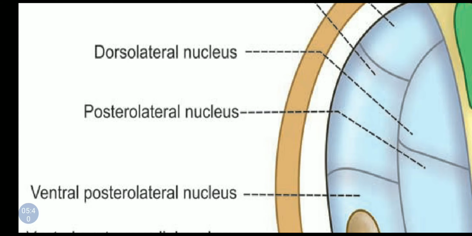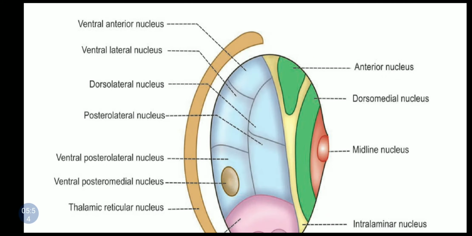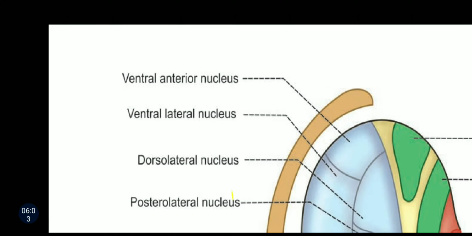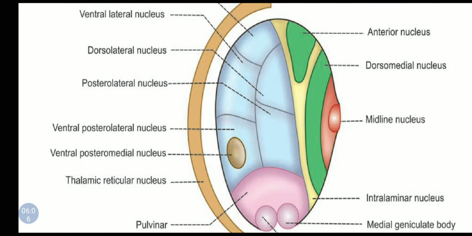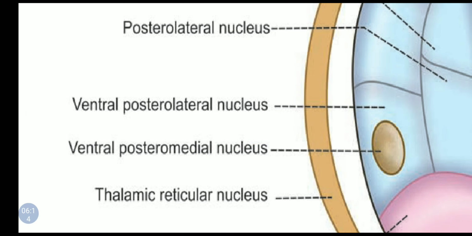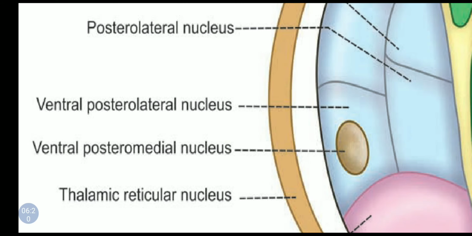Then the ventral group of lateral nuclei is again classified into three types: the ventral anterior nucleus, the ventral lateral nucleus, and the ventral posterior nucleus. Here we can see the first one is the ventral anterior nucleus, the second is the ventral lateral nucleus, and the third is the ventral posterior nucleus. The ventral posterior nucleus is again classified into two types: ventral posterolateral and ventral posteromedial. Here you can see in this diagram.